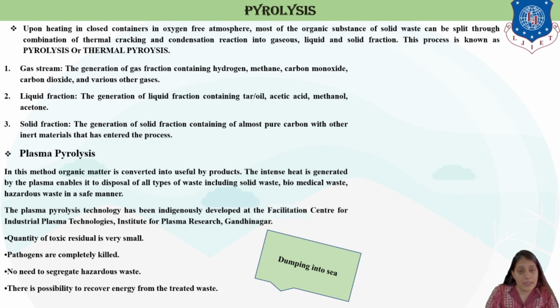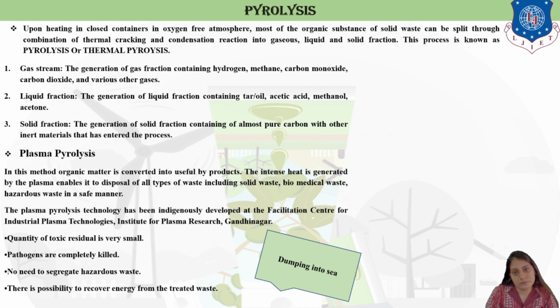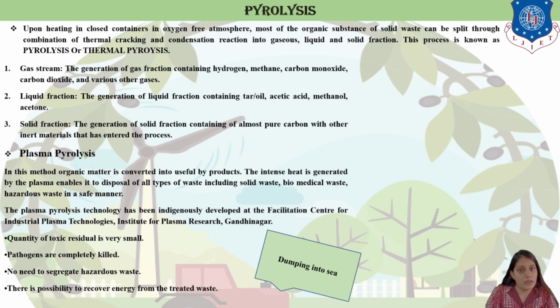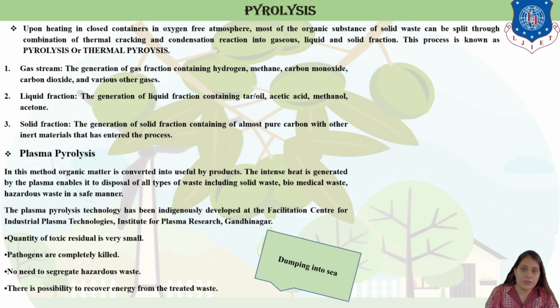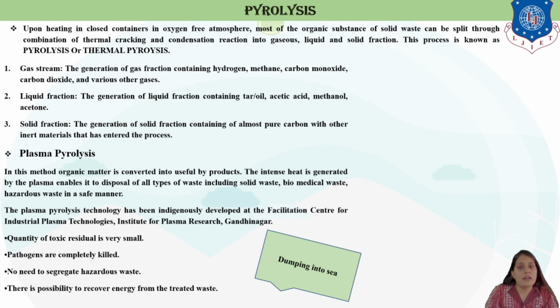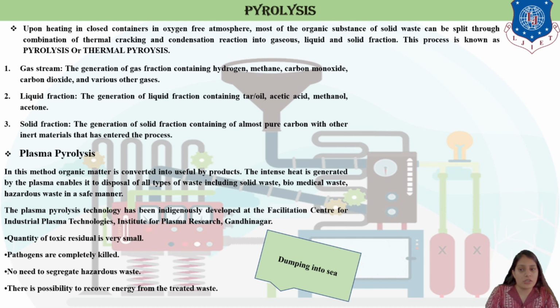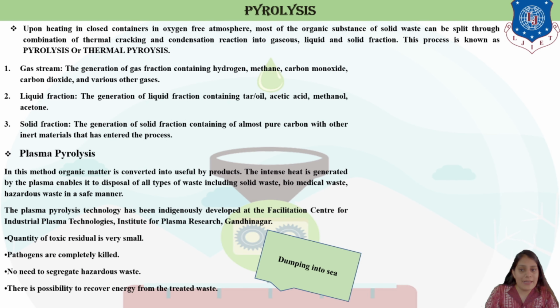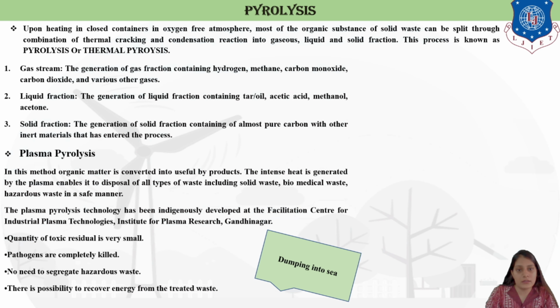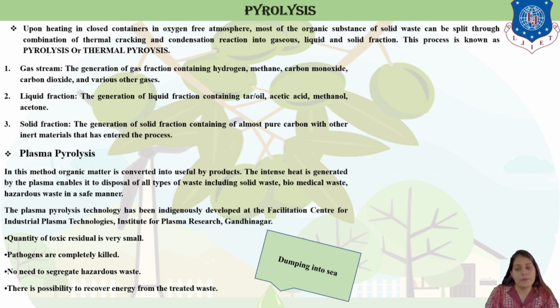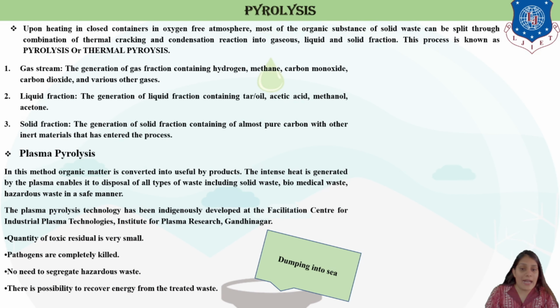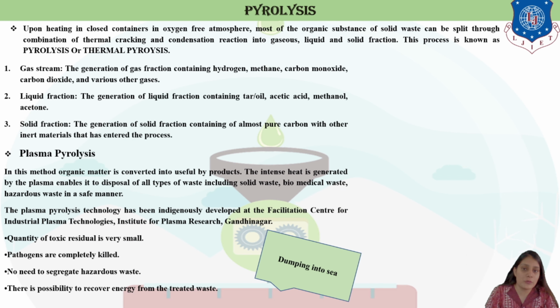Oxygen plays a great role in solid waste management. Oxygen, moisture content, and drying of solid waste are the three major characteristics. Now there is a gas stream, a liquid fraction and lastly the solid fraction. Let's see what that is. The gas fraction contains hydrogen, methane, carbon monoxide, carbon dioxide and various other gases, which are again very harmful in day-to-day life. Next is the liquid fraction. It contains tar, oil, and acetic acid, which has also been segregated from the solid waste.